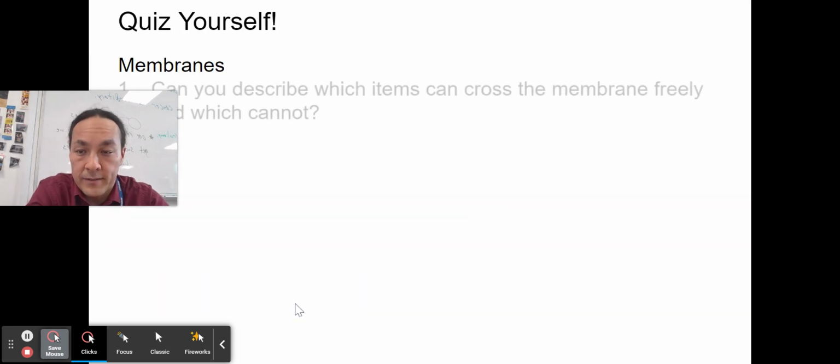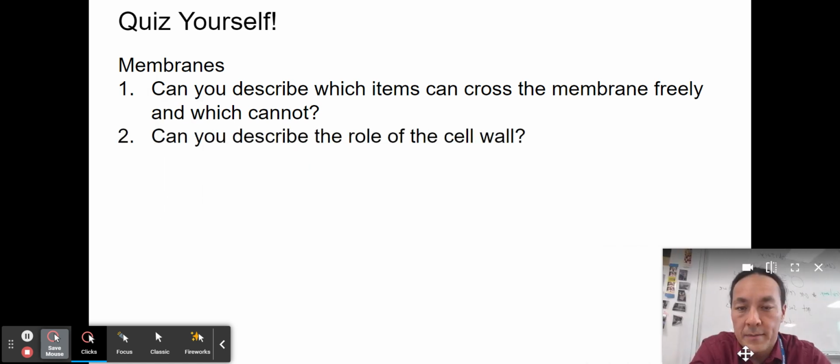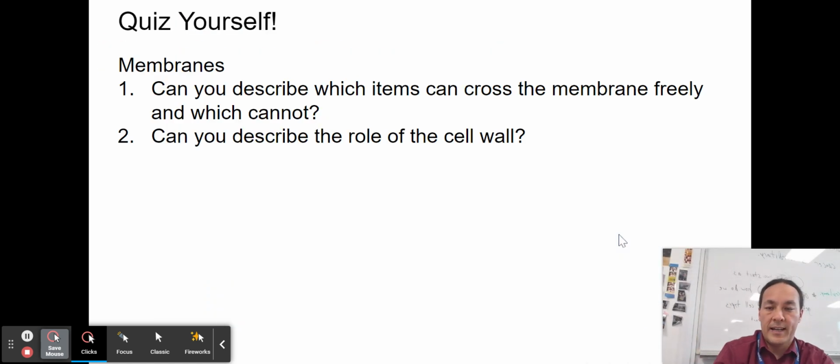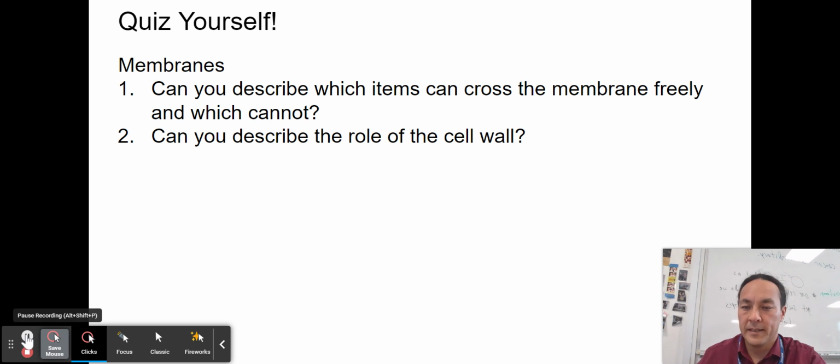All right, quiz yourself. This was a short one. Can you describe which items can cross the membrane freely and which cannot? And can you describe the role of the cell wall? The whole name of the game here, students, is selective permeability of what can come in and out.